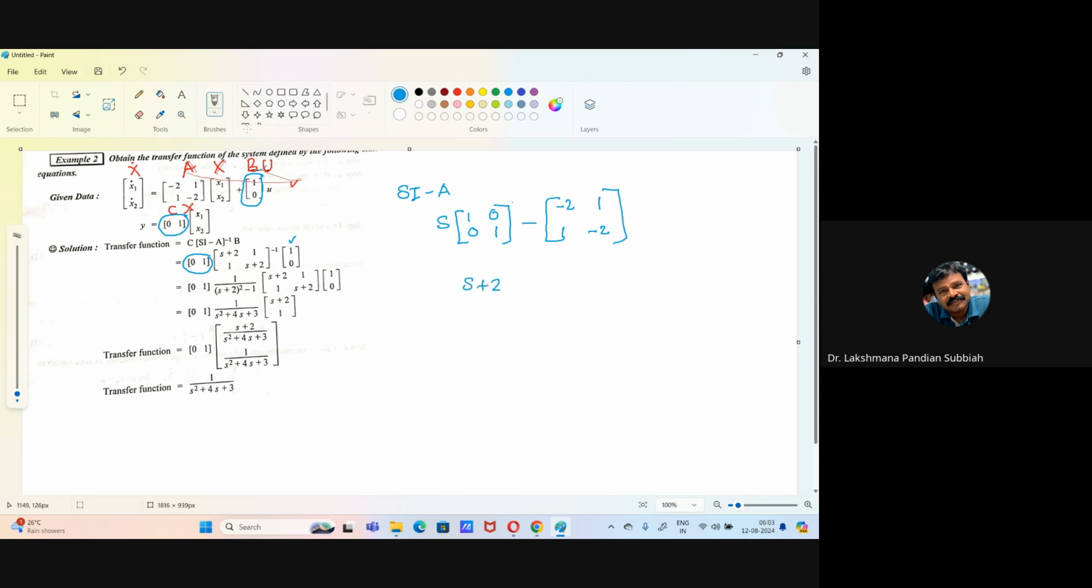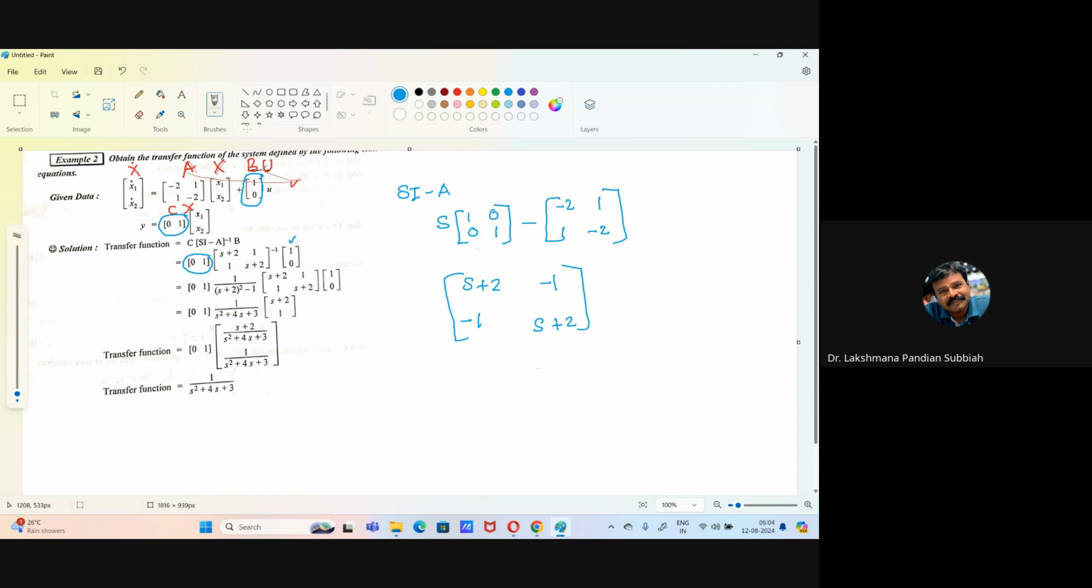Then here we have s minus (-2), that is s plus 2, here 0 minus 1, so we have -1. Here, the second row, 0 minus 1, so this is -1, then s plus 2. Now this is sI minus A.